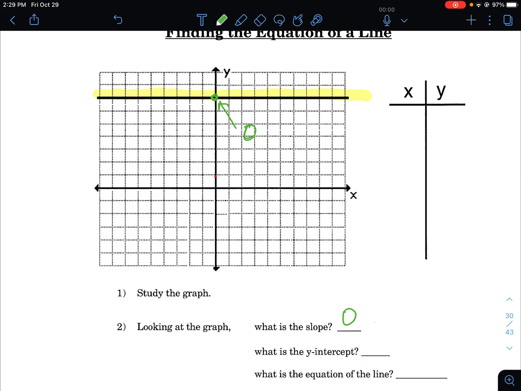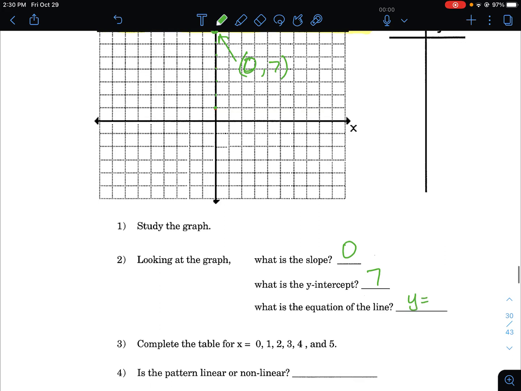That is 0, 1, 2, 3, 4, 5, 6, 7. So our y-intercept is 7. The equation of the line would be y equals 0x plus 7. 0x is just 0, and y equals 0 plus 7, there's no reason to write 0 plus 7. So y equals 7 is going to be our equation.